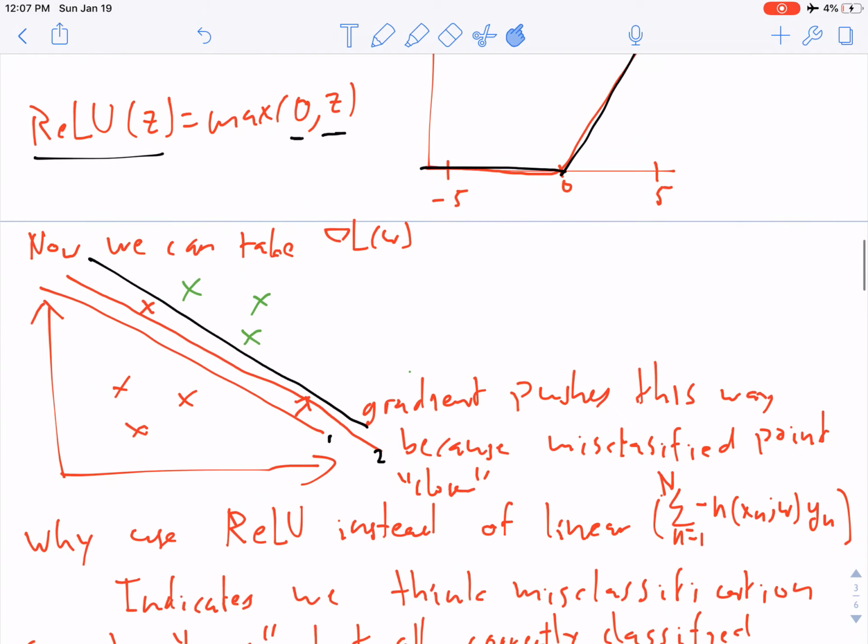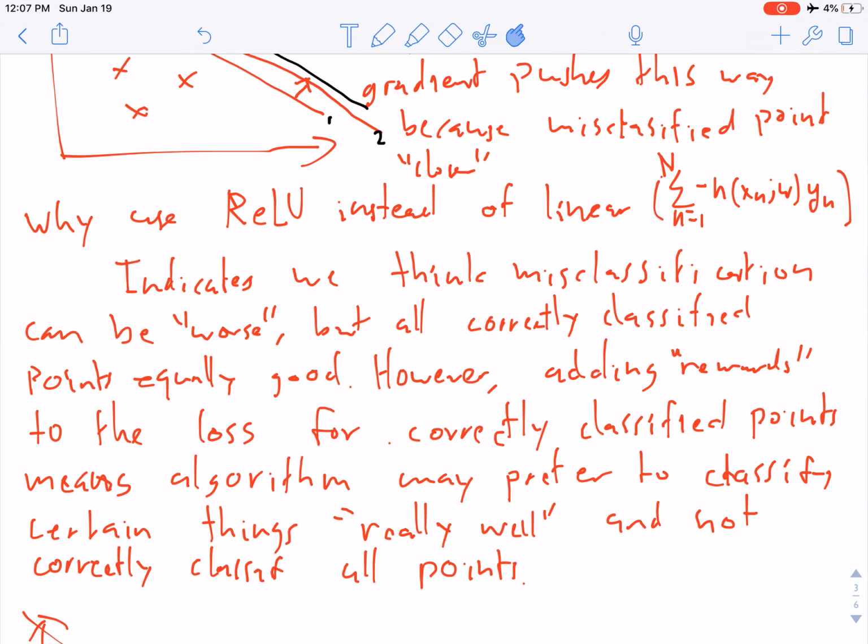So you might be wondering, why do we choose to use ReLU instead of a linear function? Just like a linear function would just be, we take negative y_n times h of x_n given w, right? This would still be positive when we incorrectly classify a point, and negative when we correctly classify a point. So in fact, it would even reward us for correctly classifying points.